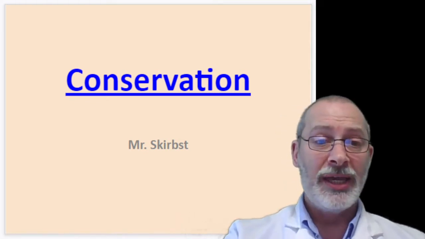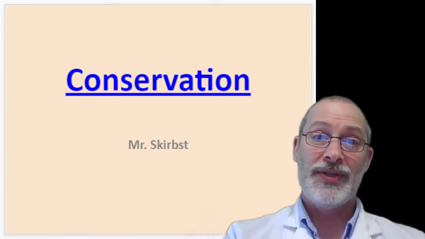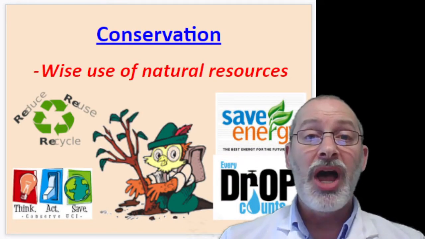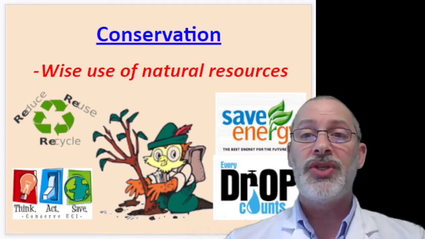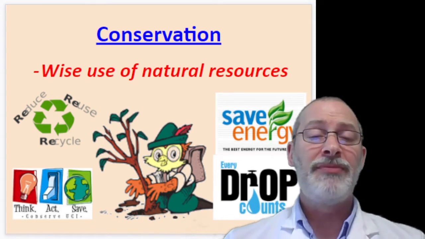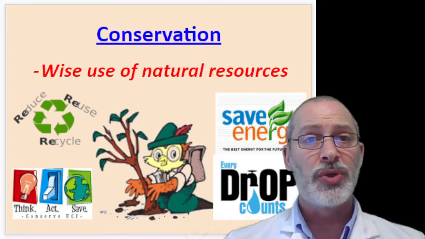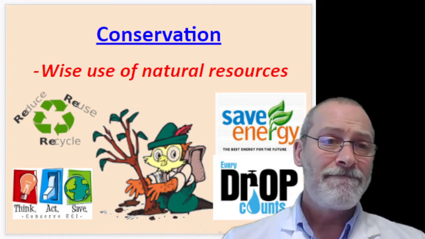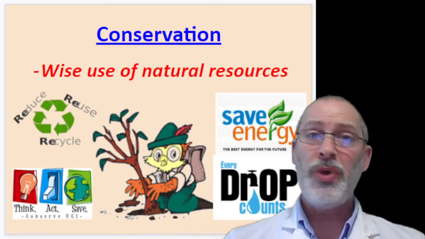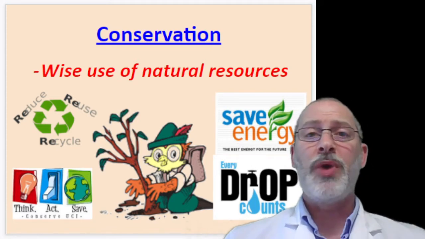So let's begin with what the word actually means in the first place. The word conservation describes the wise use of natural resources. We've learned about some natural resources. I think we have a pretty good idea of what those resources are. But if we overuse them and abuse them, we won't have them to use in the future. And that's the way with anything.